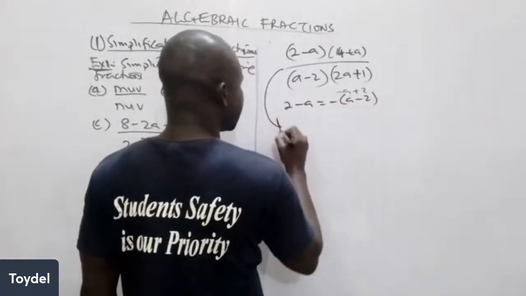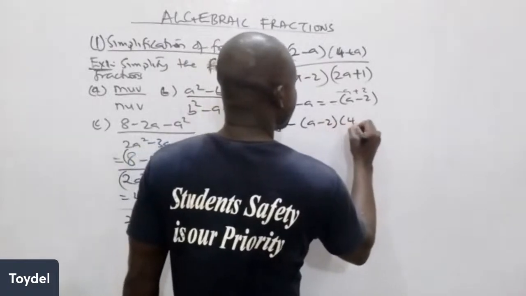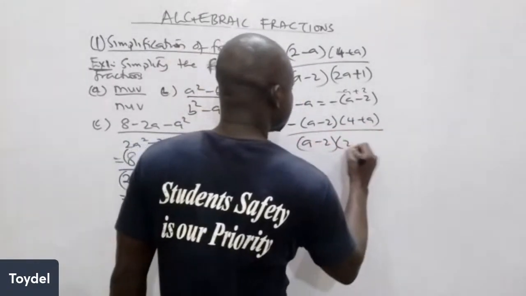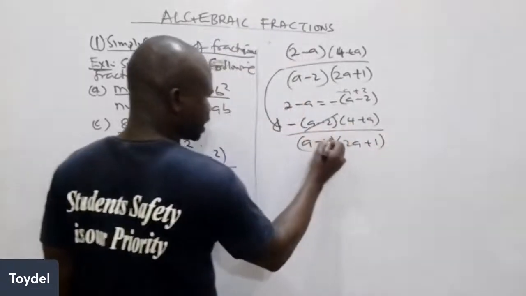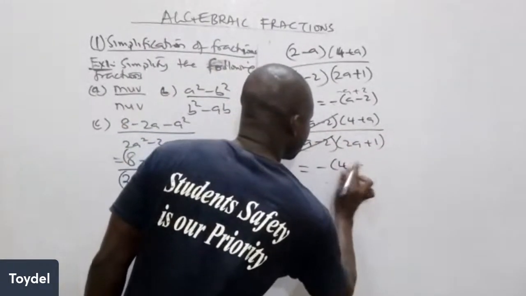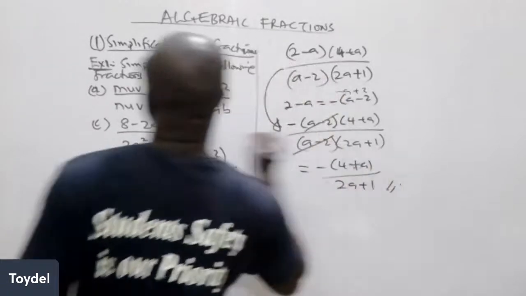So from here, I'm going to change this to minus into brackets a minus 2, 4 plus a, all over a minus 2, 2a plus 1. So that this can actually cancel this. The final answer will now be minus into 4 plus a, all over 2a plus 1. And that's what we are going to get.